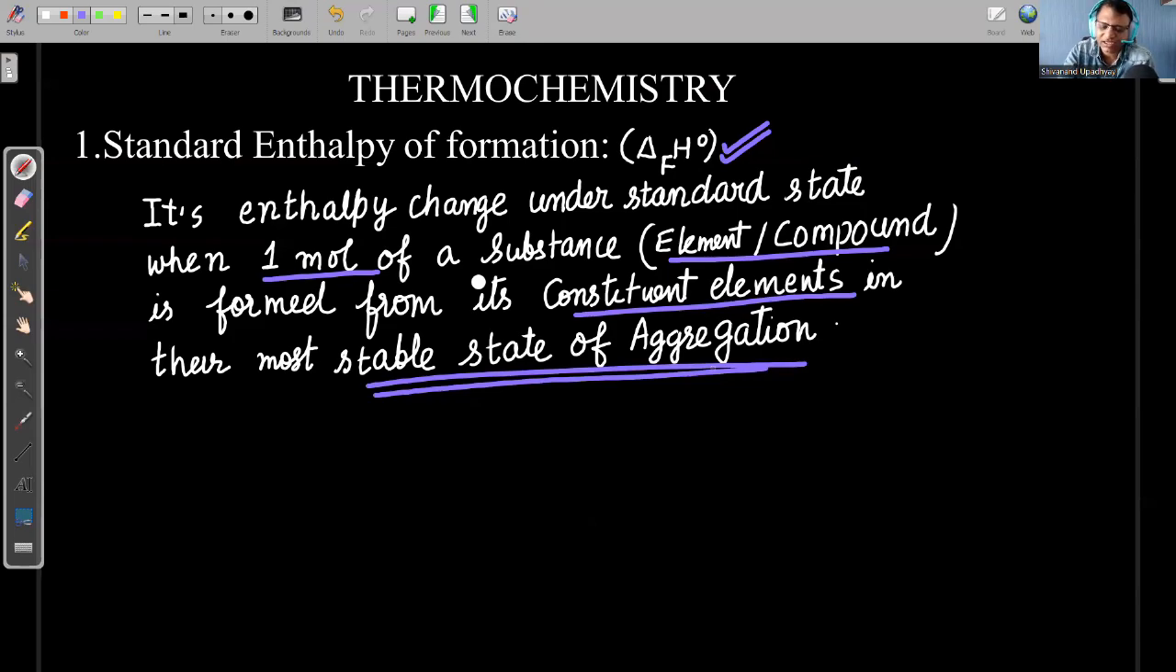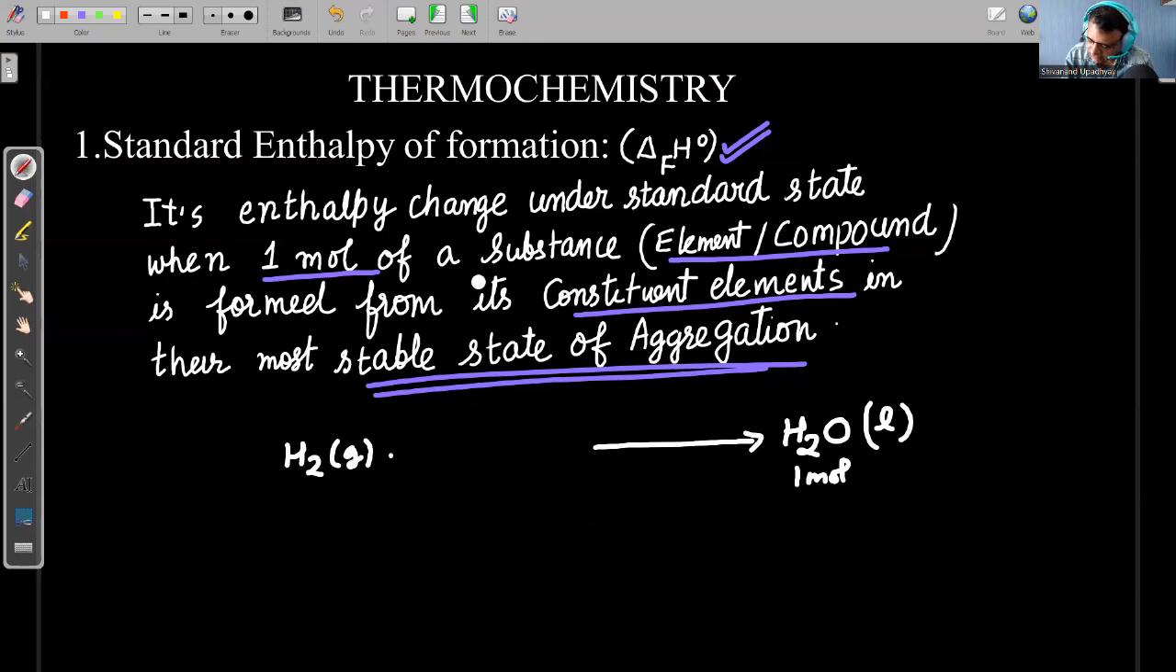Let me try to explain with the help of an example. Suppose I have to form water. Water is a compound and nothing is mentioned, so I have to form water at room temperature. At room temperature, water is in liquid state. So this is fixed. If I am saying heat of formation, I have to form 1 mole of water. Constituent elements are 2, hydrogen and oxygen. In nature, hydrogen exists in diatomic form, H2 molecule in gaseous state, and oxygen also exists as O2 molecule in gaseous state. I can't change the coefficient on the right hand side. So in order to balance, I have to write here half. So this reaction is heat of formation.